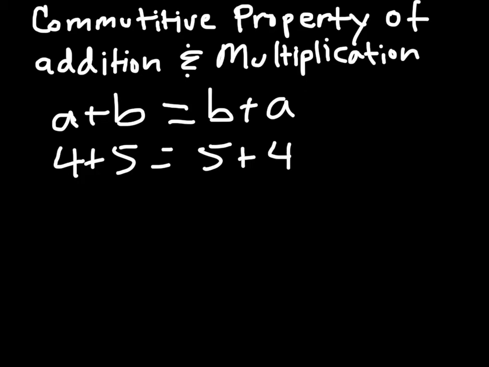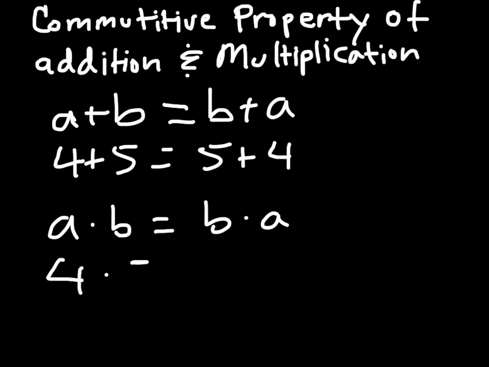Okay, same thing with multiplication. If we have A times B, that's going to equal B times A. So again we can use our 4 and 5 example. 4 times 5 will equal 5 times 4. They'll both be 20 on either side of the equal sign there.